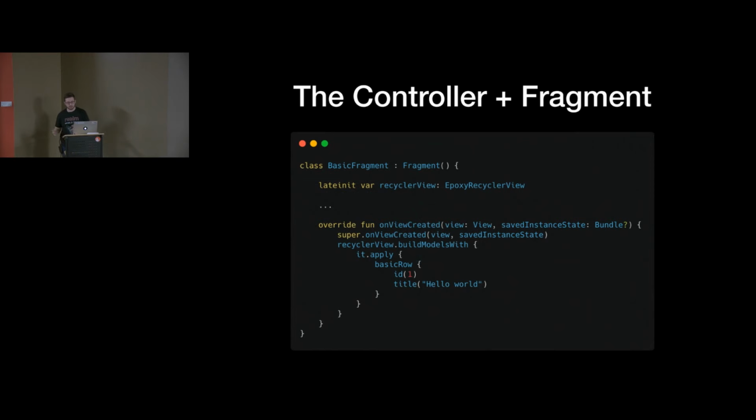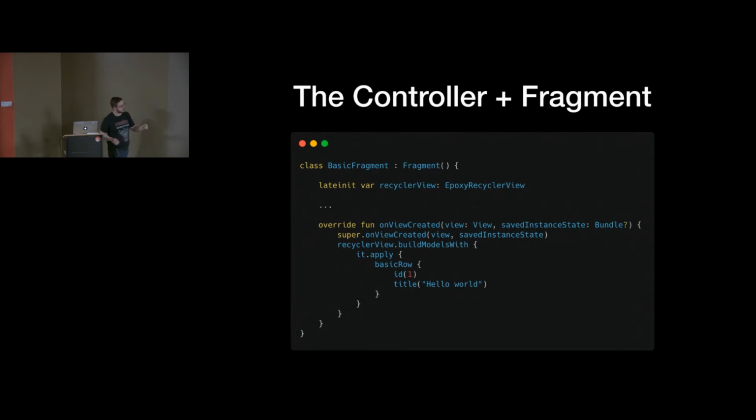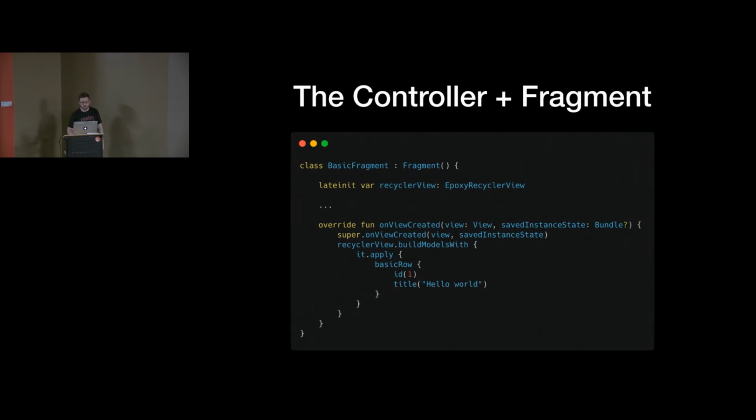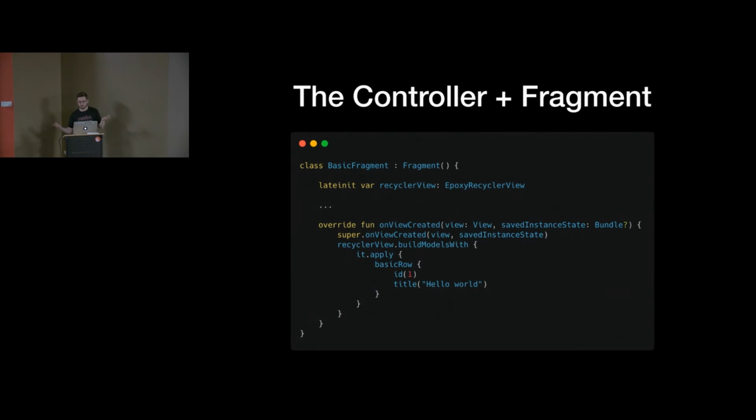What Epoxy generated for me based on this code is this function here, this basic row. This creates a nice DSL that you can lay out items with. It's got the ID, which it uses for recycling, and then the title is generated from the set title method there. That wouldn't exist if we didn't use that text prop. So this snippet of code and these two pieces of code make the same thing, and that's just the hello world fragment.